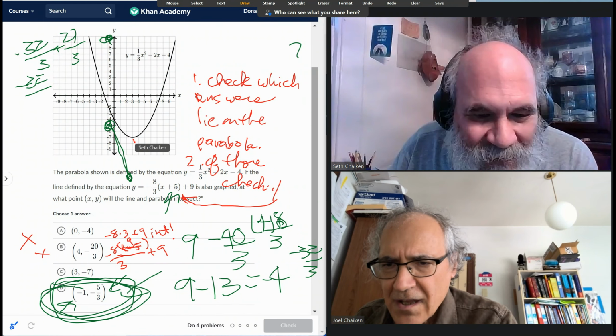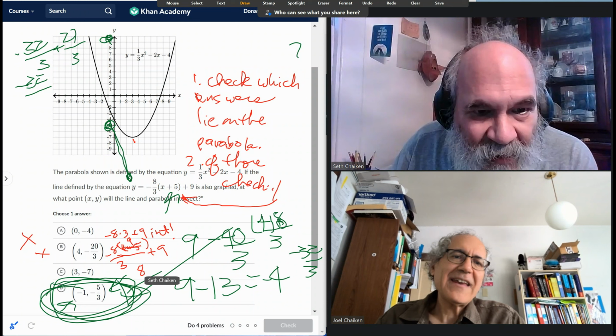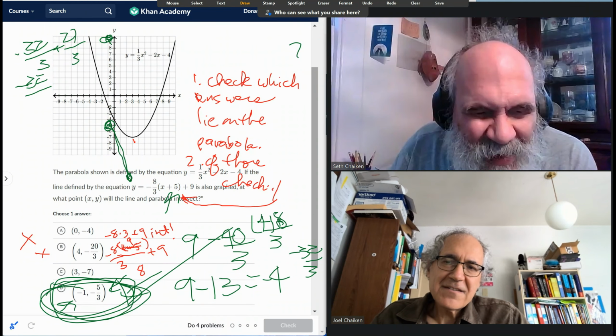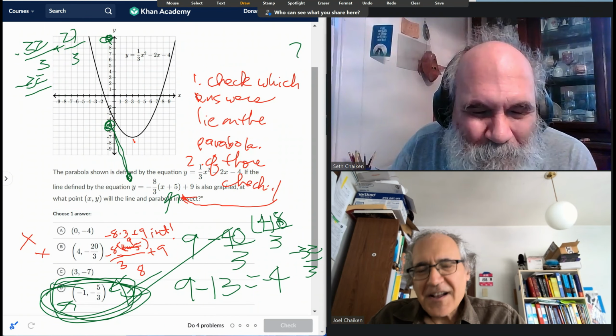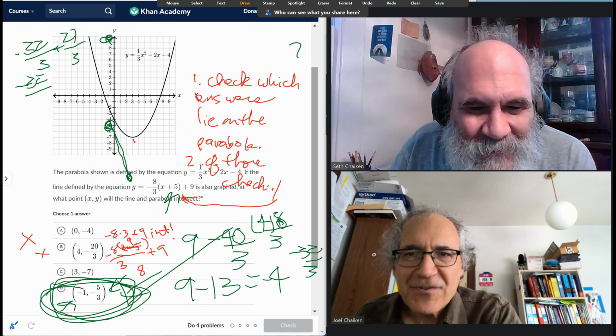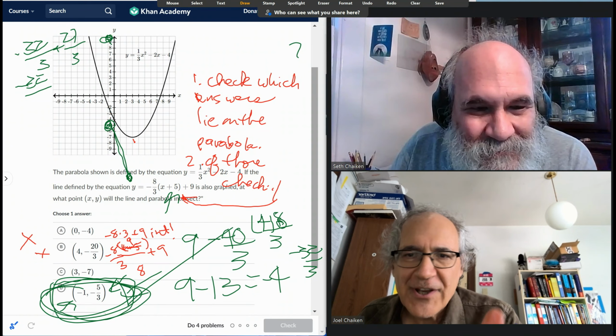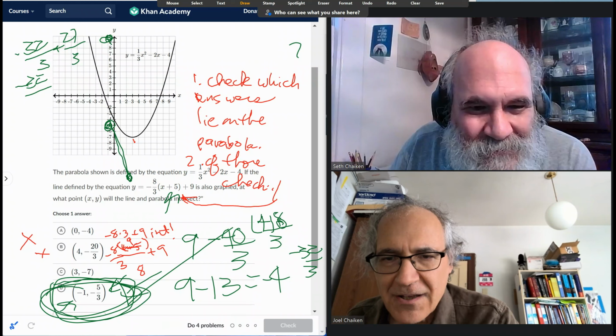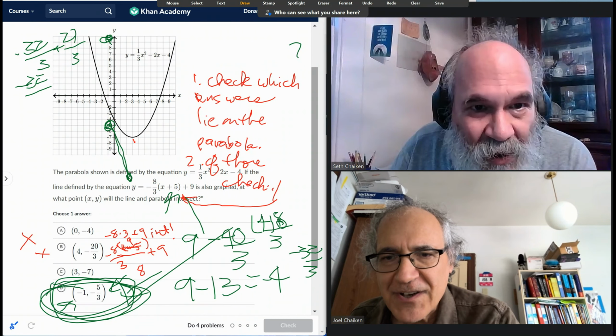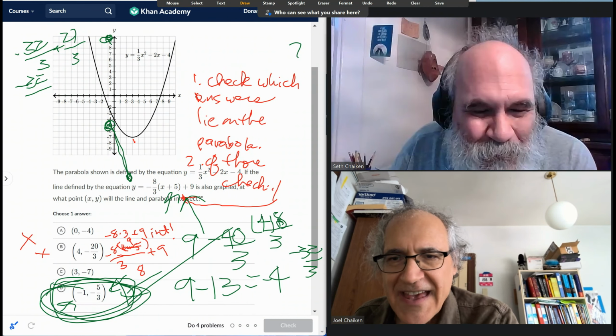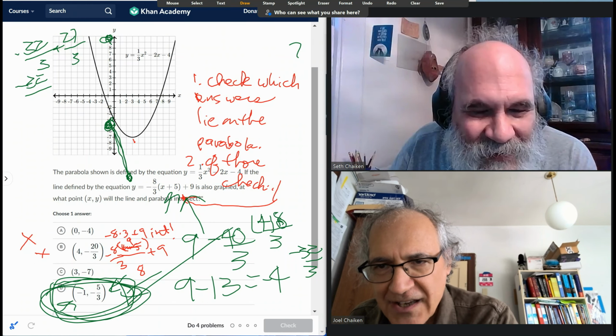Yeah. I got it. Okay. How'd you get it so fast? I'll tell you how I did it so fast. I graphed the linear equation approximately. I figured out what the y-intercept was, and I drew this silly little line approximately.